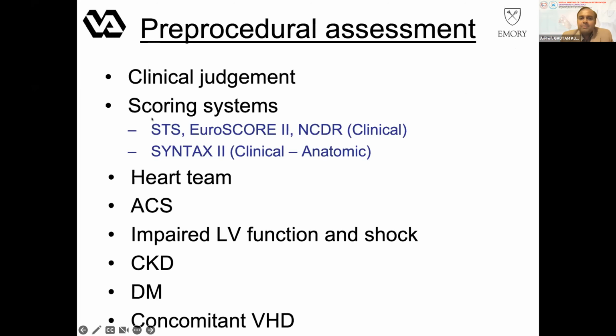There are scoring systems that are available. The STS score, Euroscore, and the NCDR score are scores that look at clinical factors that the patients have. And these generally pertain to surgical risk. And they may tell you whether a case can be a surgical case or not. The Syntax 2 score is a useful score because it looks at clinical and anatomic score. And if you integrate it with the functional syntax score, it includes physiologic results as well. It is important to have a heart team approach if a surgeon is available to have them discuss and look over some of these cases.